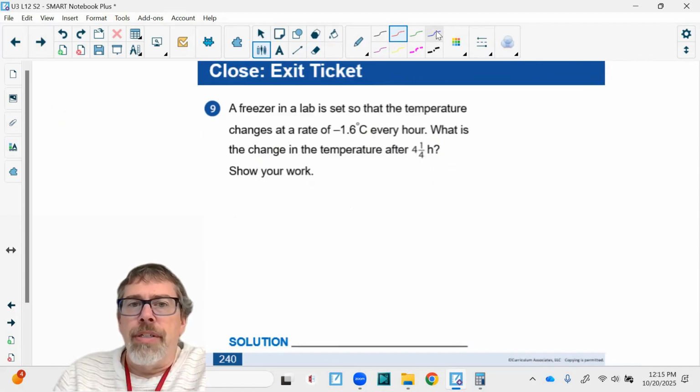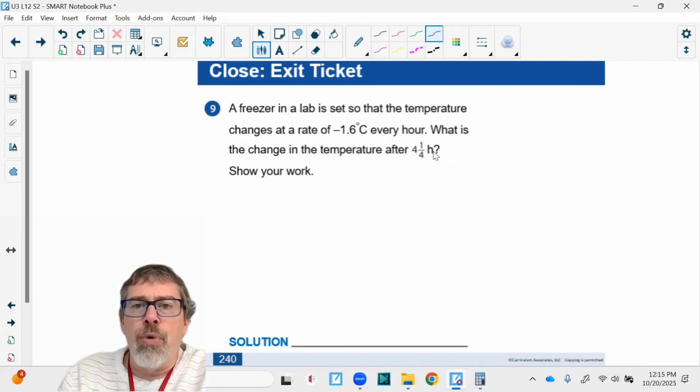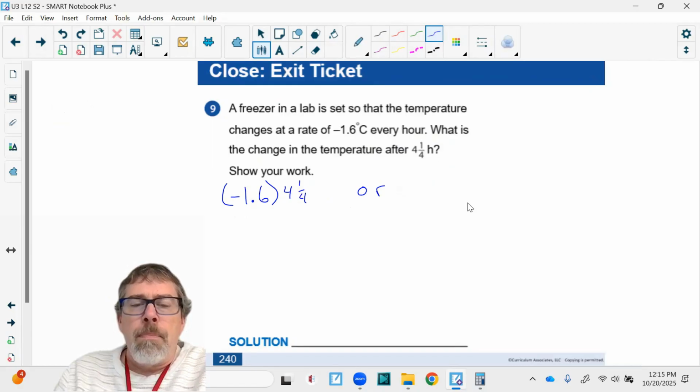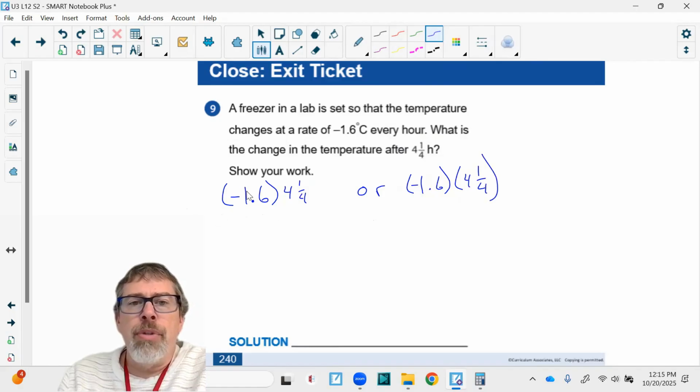Okay, so now here's a closing ticket. A freezer in a lab is set so that the temperature changes at a rate of negative 1.6 degrees Celsius every hour. What is the change in temperature after 4¼ hours? There are 2 ways we can do this. Negative 1.6 times 4¼, or, so I'm going to write it again, negative 1.6 times 4¼. So I'm going to just write it 2 times. 2 ways to do this.